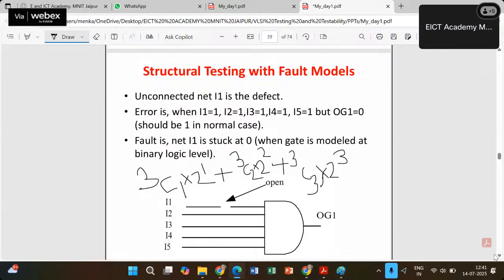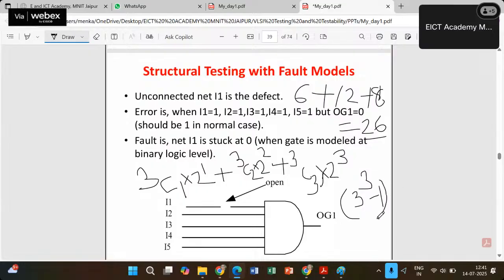So this becomes 3 into 2, that becomes 6, plus 3C2 is again 3 into 2 raised to power 2, that is 12, plus 3C3 is 1 into 2 raised to power 3, that is 8. So 1 into 8 is 8 only, and this becomes 26. So this 26 I can represent in this way: 3 raised to power 3 minus 1.